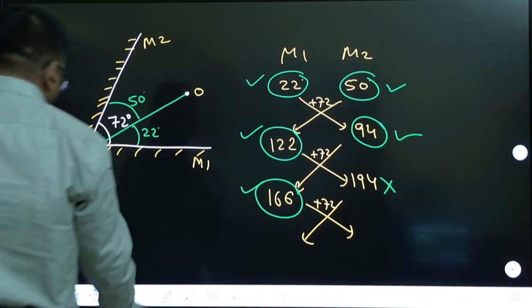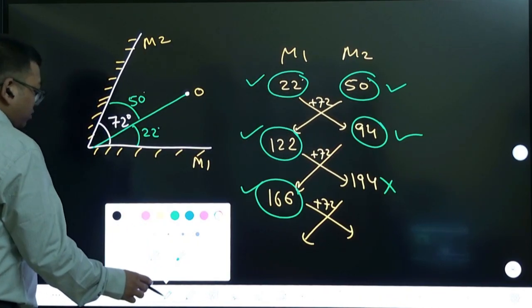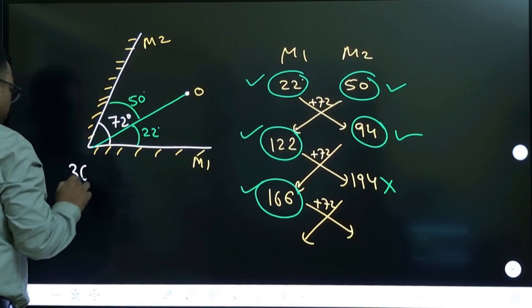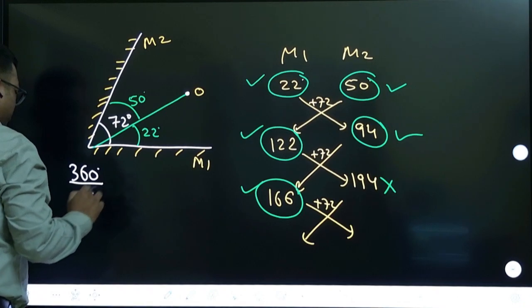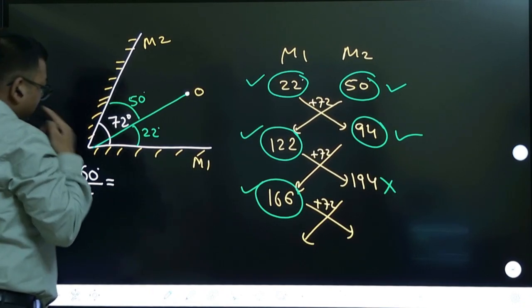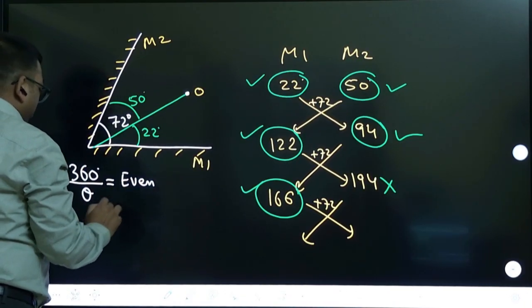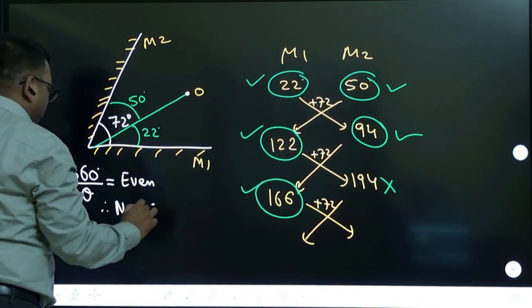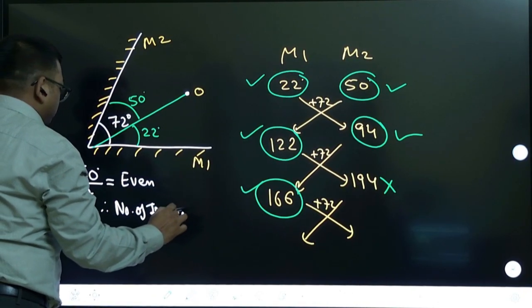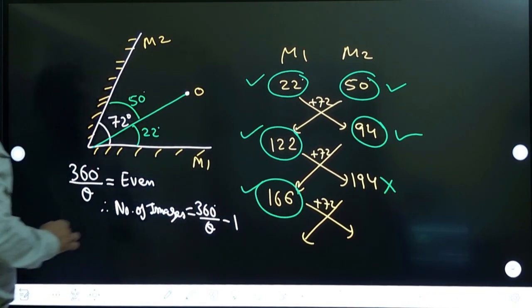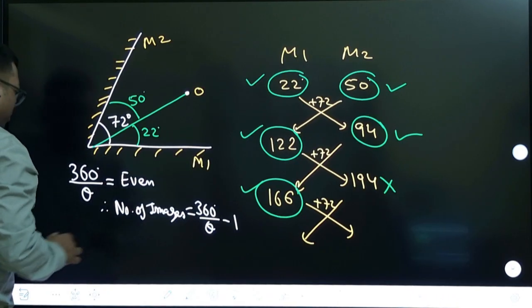Now there is also a formula given in textbooks where we write like this. We need to check 360 degrees by theta. Let us say it is coming as even. Then the number of images is given as 360 degrees by theta minus 1. So this formula is used.